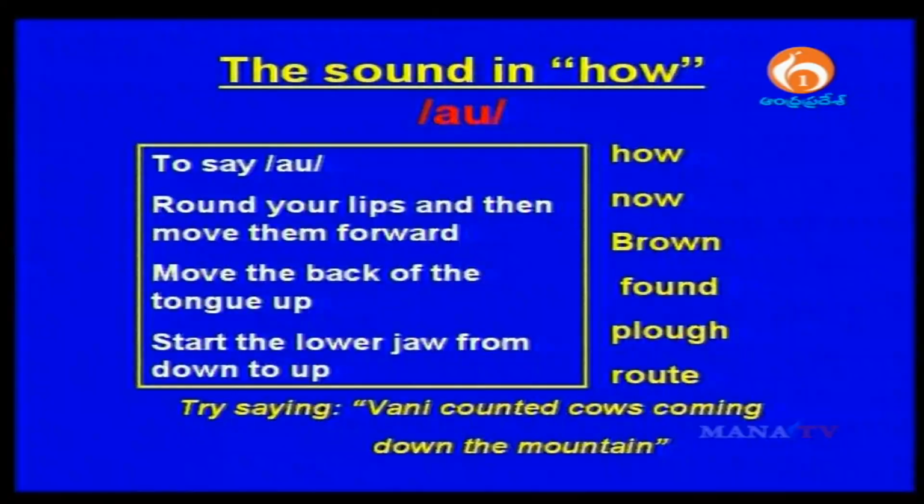Look at those examples given out there. This is the ow as in how. Let's listen to this example sentence. Say it along with me. Vani counted cows coming down the mountain.